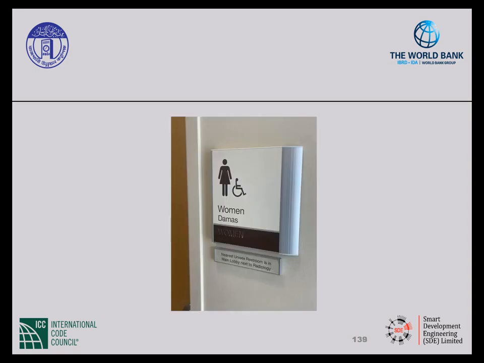And here we have an example. As you see on the sign, we have the pictogram, we have the symbol of accessibility, we have the identifier of what the service is, and then below that we have the tactile where it says women, and below that, which you cannot see from this slide, is the Braille lettering.